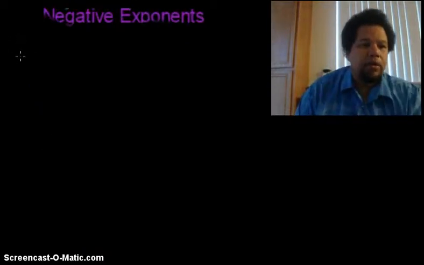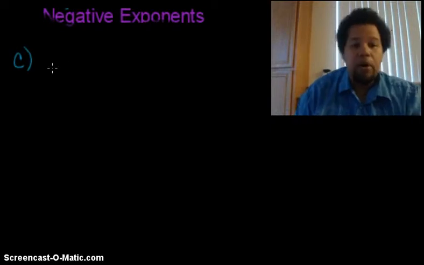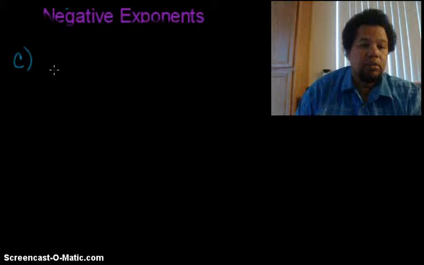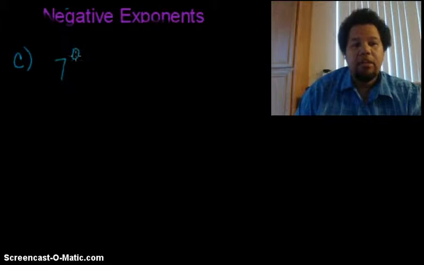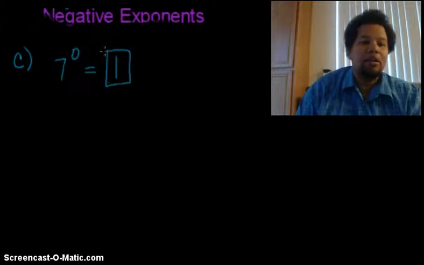All right, so let's go ahead and apply that rule. Say we have the number 7 raised to the 0 power. By the rule, any number raised to the 0 power is equal to 1, and that's it. That's all you have to do.